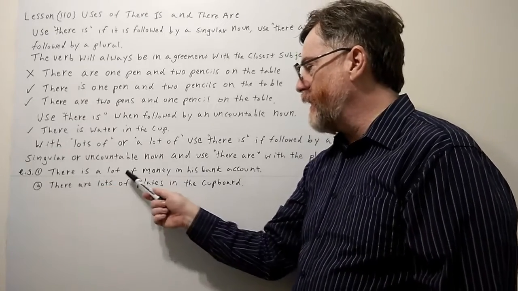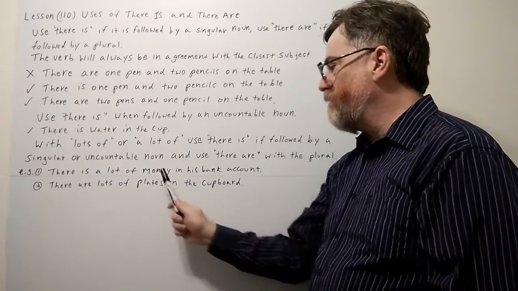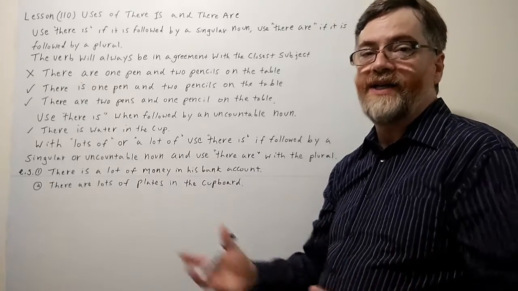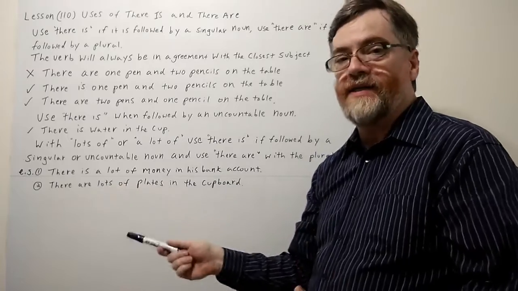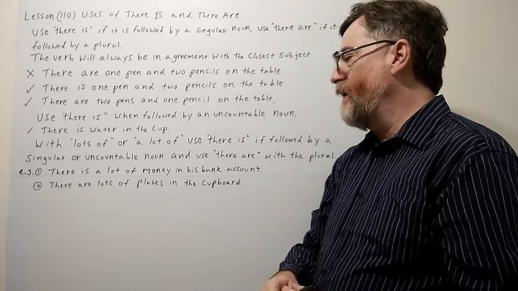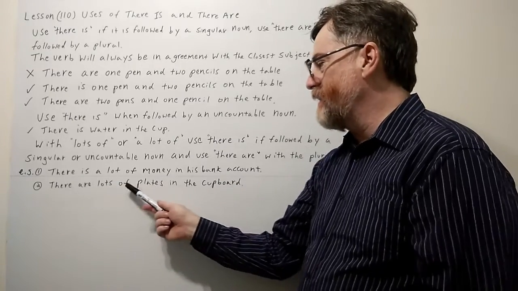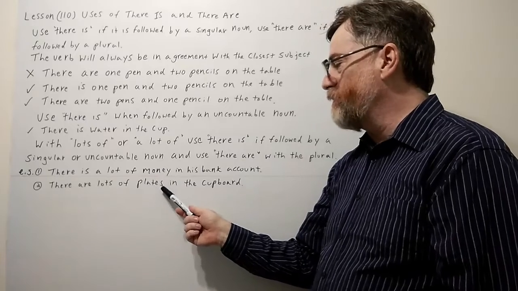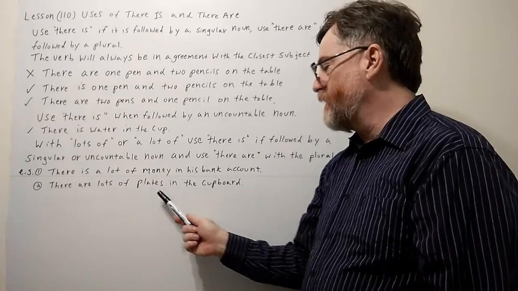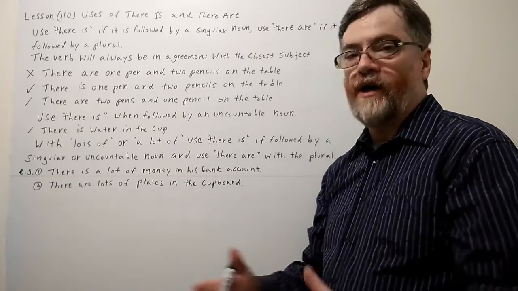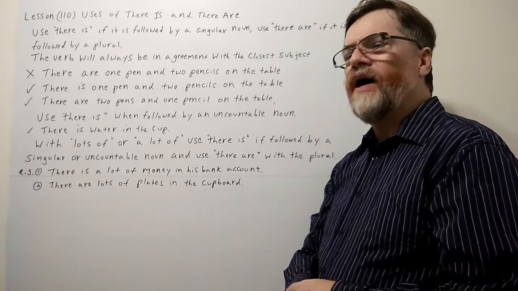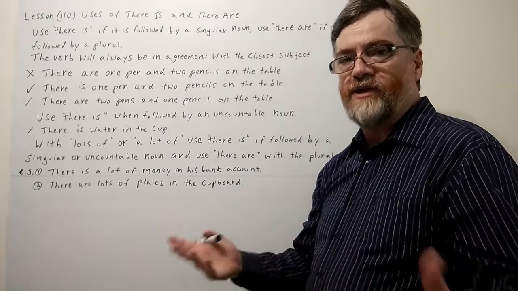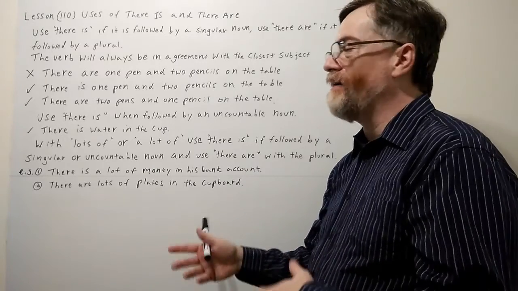Okay, so I just gave two simple examples here. There is a lot of money in his bank account. Money, of course, as a noun is an uncountable noun. So therefore, we should be using there is, not there are. There are lots of plates. All right, you're following with a plural here. So there are lots of plates in the cupboard. Okay, so in that situation, use there are. Okay, I hope that clarifies it. I hope that answers any questions you had about there is, there are.